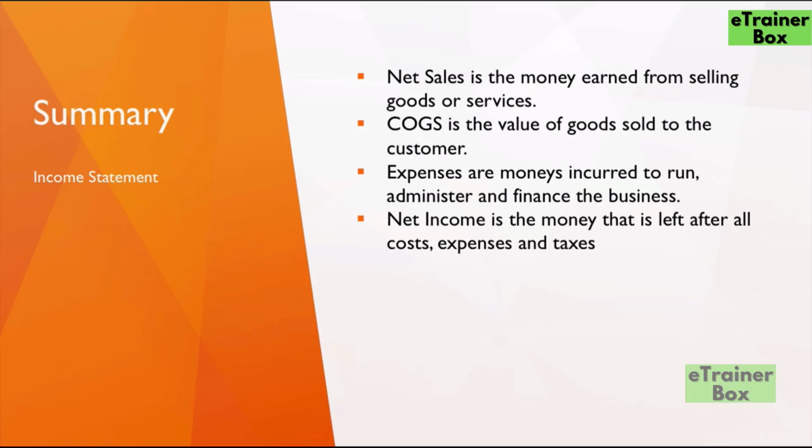Summary: net sales is the money earned from selling goods or services. Cost of goods sold is the value of goods sold to the customer. Expenses are monies incurred to run, administer, and finance the business. And net income is what is left over after all costs, expenses, and taxes have been met.